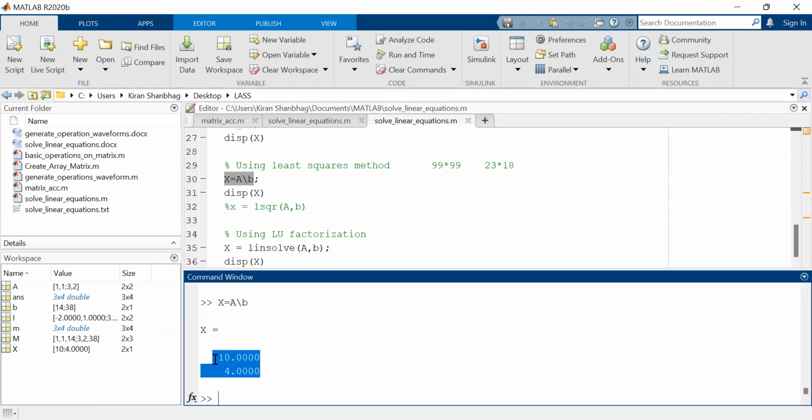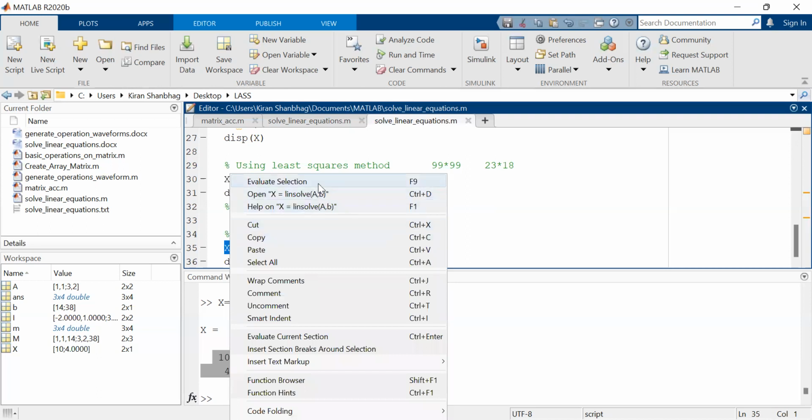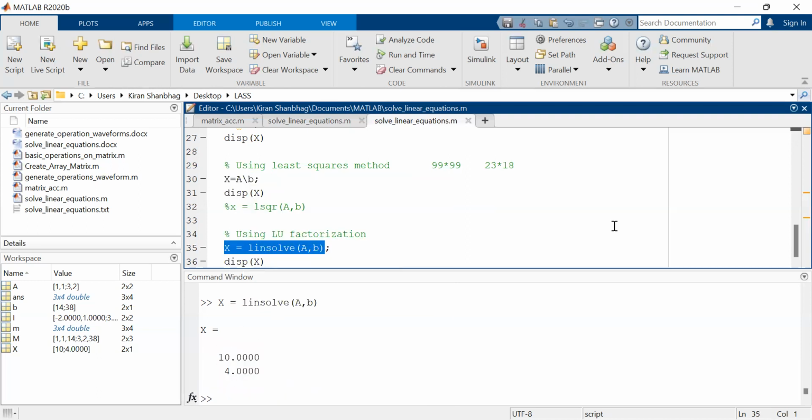There is a mysterious way in which the least square method works, which I do not want to go into correctly. Even I am confused about it. Then there is using LU factorization. The command for that is linsol. Now let's try this method also. Did you see here? I am avoiding the semicolon so that my answer directly displays in the command window. Even this method works.